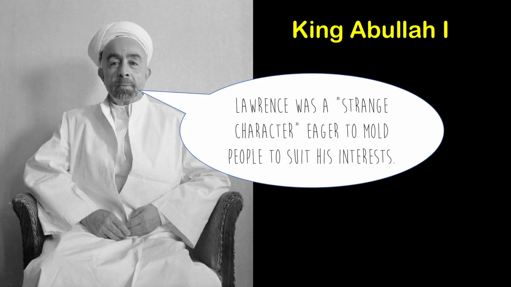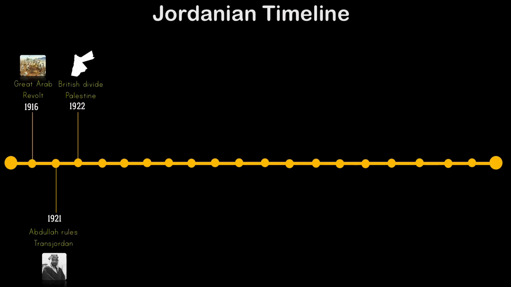And so here, now King Abdullah, he knew Lawrence of Arabia. And if you've watched the movie, it makes Lawrence of Arabia to be a hero. But King Abdullah says he was kind of a strange character. He was eager to mold people to suit his interests. In fact, he said, he tried to influence me against my own father. And King Abdullah I said he had a higher opinion of Winston Churchill than he ever did of Lawrence of Arabia.